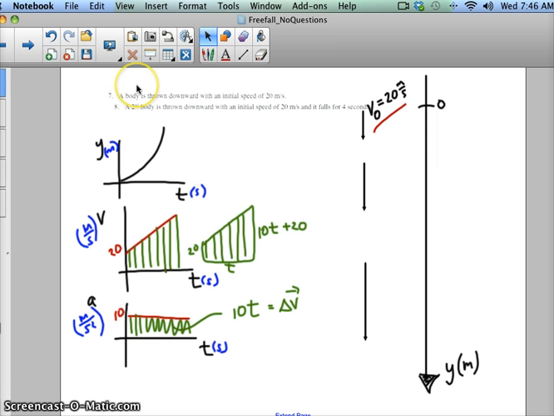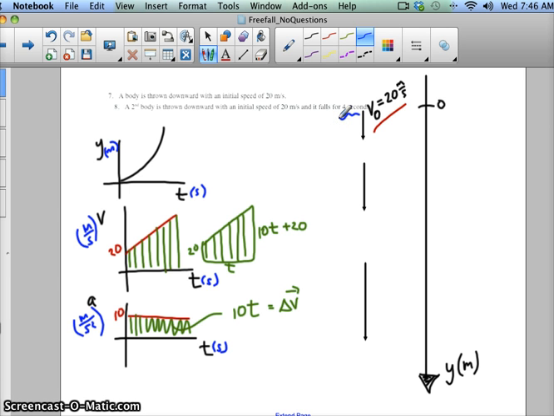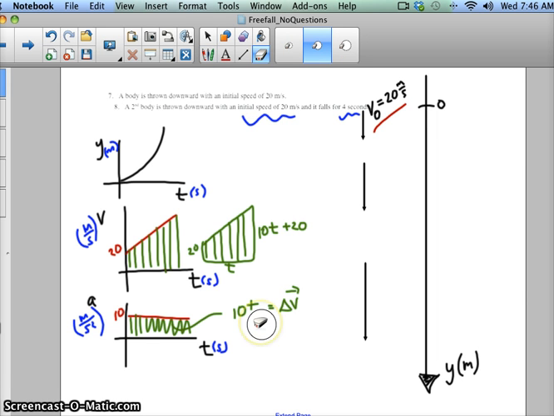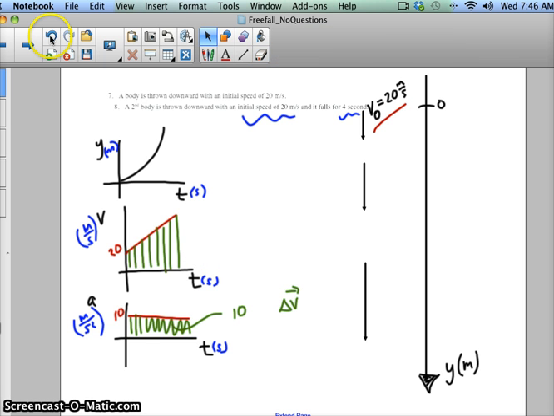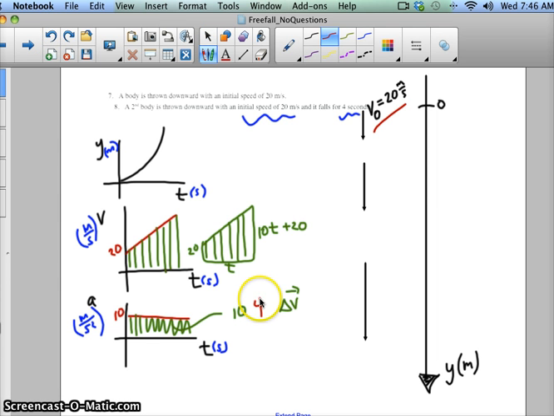So now, it says we know that this object falls for 4 seconds, but it's thrown down with the same initial speed. Now that I know t, I can find things. Okay? Actually, I don't need to erase that. Let me bring that back. I know that this is going to be 10 times 4 because I know this is 4 seconds. This is 4 seconds. So that means that's 4 seconds. That means this is 4 seconds, right?